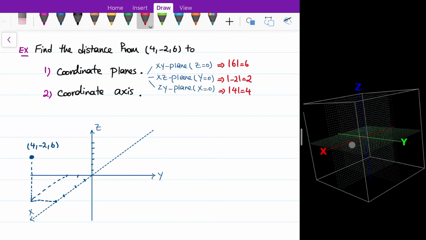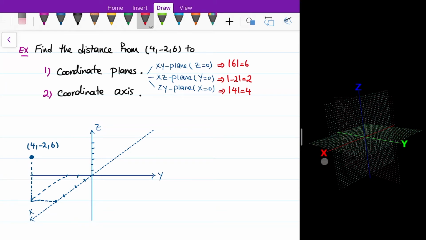The red line in here would be the x-axis, then the y-axis, and then the z-axis. Okay, so let me write it in here. So x-axis, and if you see on the x-axis, y and z are 0, both of them. So y is equal to 0, and also z is equal to 0. Both of them are 0.